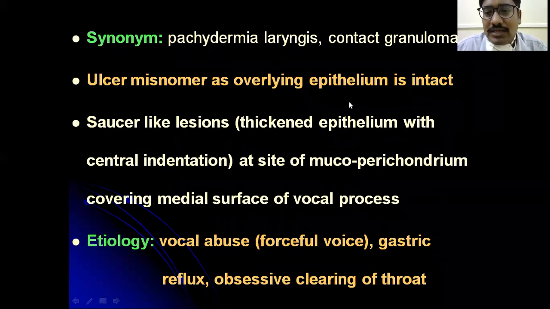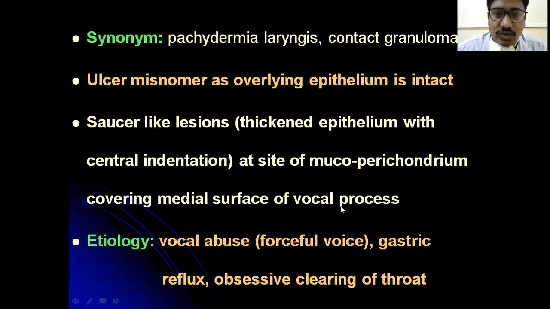There is no disruption in the overlying epithelium. Then what is the problem? There is a saucer-like lesion at the site of mucoperichondrium covering the medial surface of the vocal process. At the vocal process there is swelling because of thickening of the epithelium. What epithelium is covering the vocal cord? It is squamous epithelium. So the thickening of the squamous epithelium, which forms a lesion at the site of mucoperichondrium, is called contact ulcer.